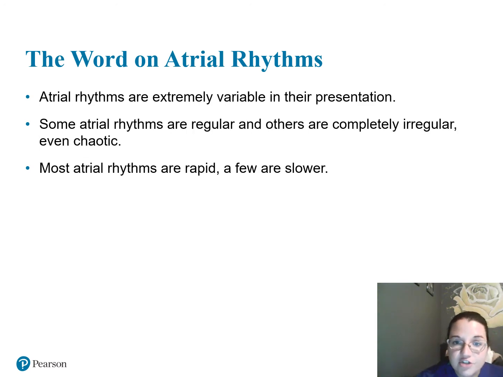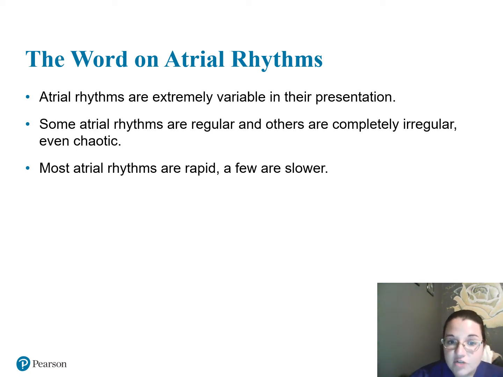So atrial rhythms are extremely variable in their presentation. Some atrial rhythms are regular and others are completely irregular or even chaotic. So you should know by now what I mean when we talk about regularity. That's one of your questions to interpret the rhythm. Is that rhythm regular or not? And if you remember, to determine the regularity, you count the little boxes in between the consecutive QRSs. And if the consecutive QRSs are only 1 or 2 boxes different from the QRS before, then that rhythm is regular. But if they are multiple boxes different, then it is irregular, and then it could also be interrupted by a pause or a block.